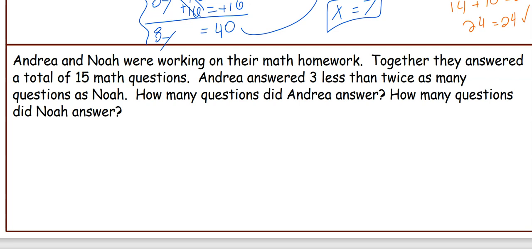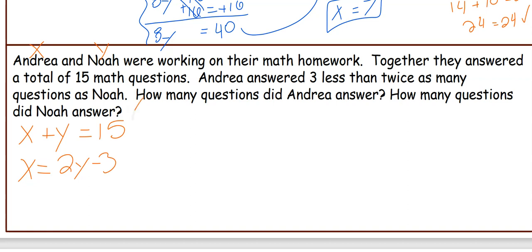So we know from yesterday that Andrea was variable x, Noah was variable y, and we know that Andrea's plus Noah's questions added up to a total of 15 questions that they solved. And we know that Andrea, compared to Noah, she did twice of whatever Noah did minus 3 less, or taking away 3. So here we have the same exact setup again. They define x for us as 2y minus 3.